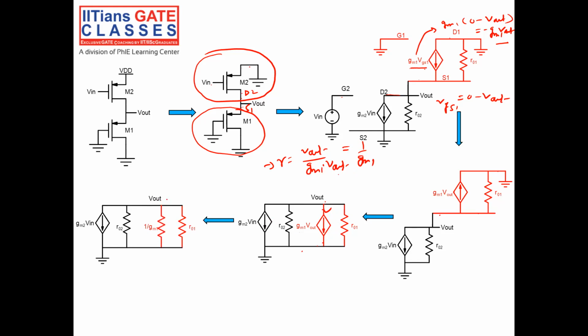So now it's very easy to calculate the V out. V out is nothing but minus GM2 into V in, right? Current is coming out of the node, minus GM2 into V in, into the resistance at this node, which is nothing but R02 parallel to 1 by GM1 parallel to R01. So you see, gain is equal to GM2 into R02 parallel to 1 by GM1 parallel to R01.